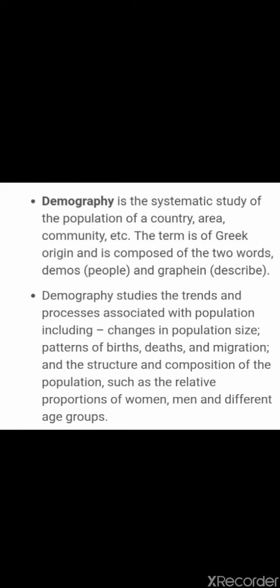Now what does demography study? Demography studies the trends and processes associated with population, including changes in population size, patterns of birth, deaths, and migration, and the structure and composition of the population, such as the relative proportion of women, men, and different age groups.